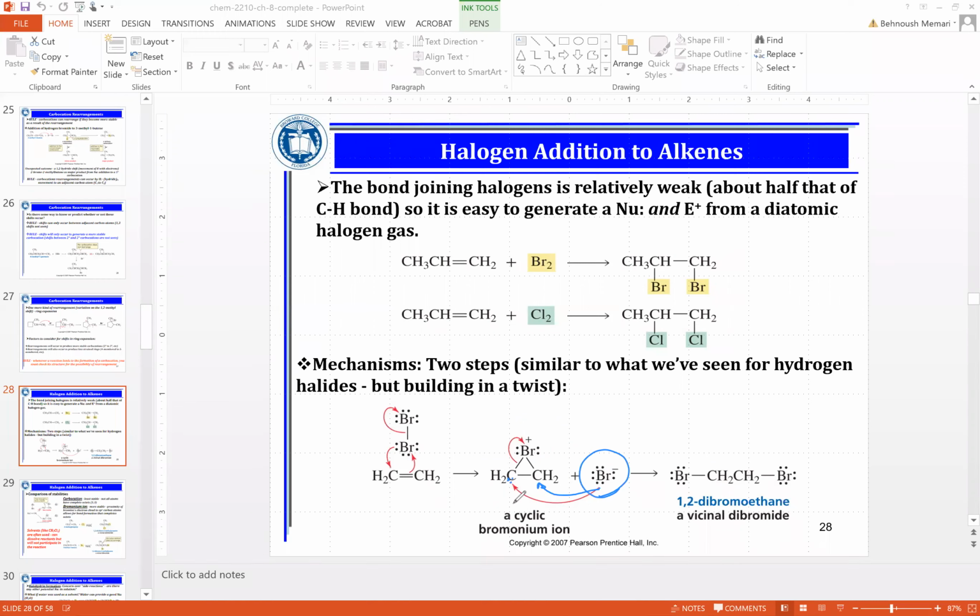But if you had, again, a chiral center, when there was chirality in the molecule, then we would have to worry about it and make sure that we know which carbon is going to take the second bromine.